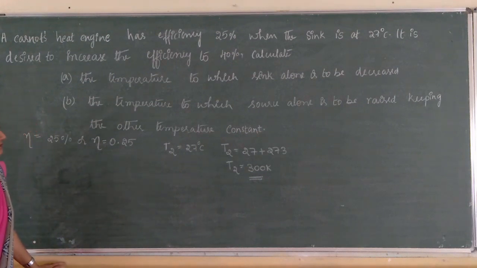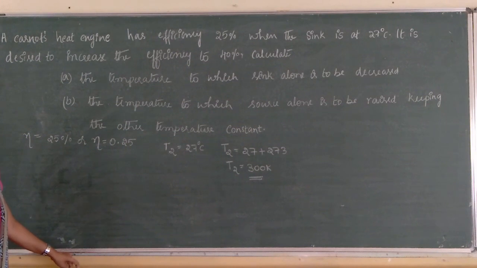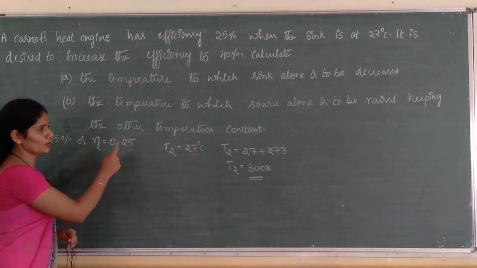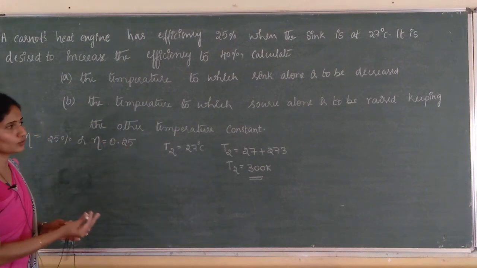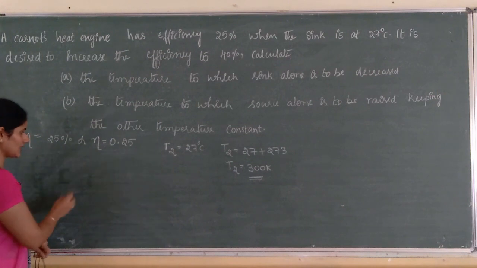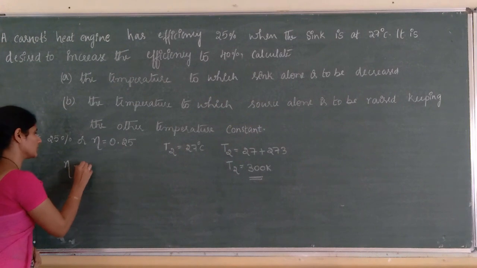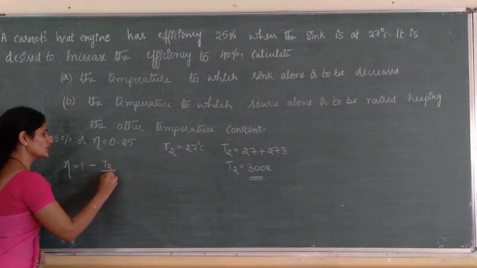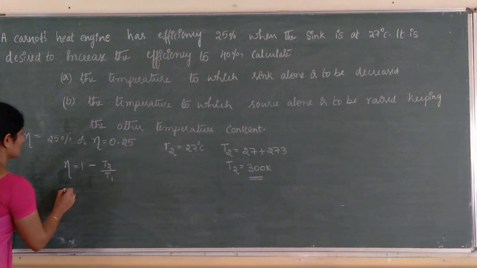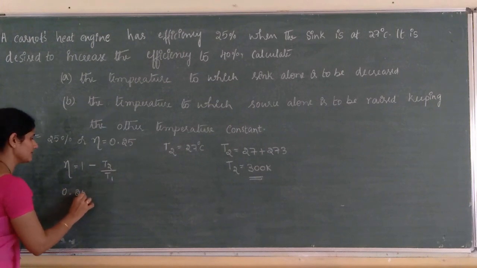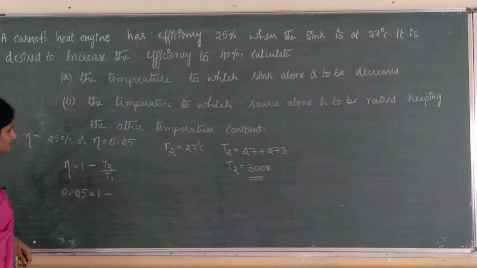The temperature to which the sink alone is to be decreased. What we have to do? Initial efficiency is 0.25, T2 value is given, we do not know the value of T1. So, let us calculate the temperature of the source, that is T1. So, eta is equal to 1 minus T2 divided by T1. So, efficiency 0.25 is equal to 1 minus T2 by T1.